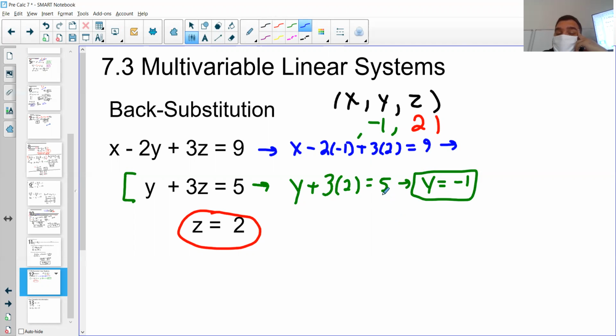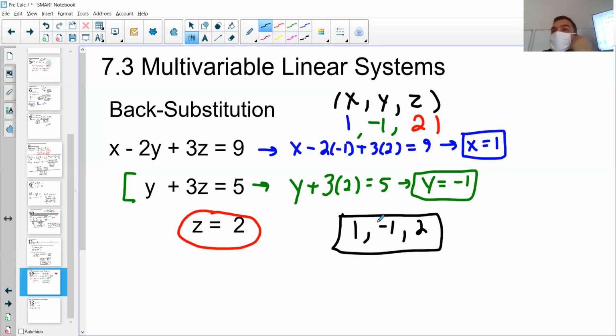A little bit of algebra. X equals, is it not 0? This is +3. This is 6, 9 is. Because it's X plus 2 after you. Oh, yeah, that's right. So 1. You're right. Thank you, Dylan. So your final answer is 1, -1, 2. So that's an ordered triple.